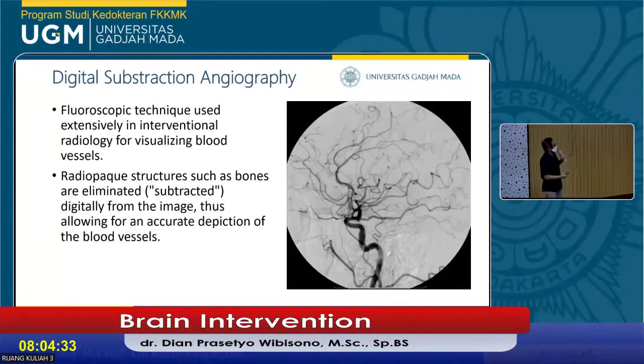Okay, this is digital subtraction angiography. It's an invasive diagnostic procedure for visualizing blood vessels like this. It's a fluoroscopic technique where we inject contrast through the femoral artery or radial artery, and then we can see the anatomical structure of the vessel. You can see here, this is the internal carotid artery, C1, C2, C3, C4, and so on. We have learned about it in the previous lecture.